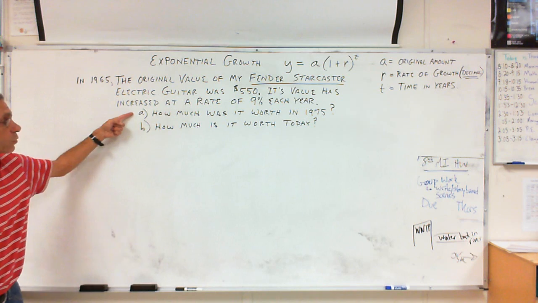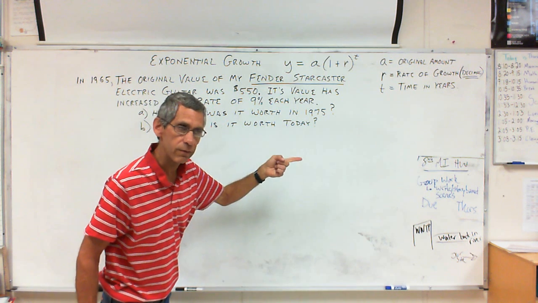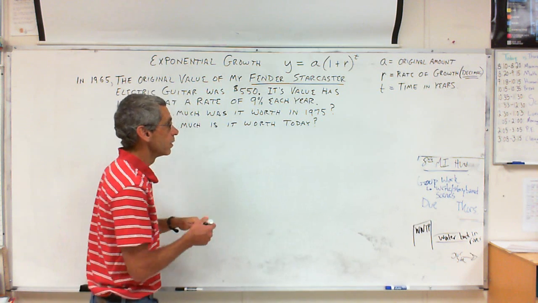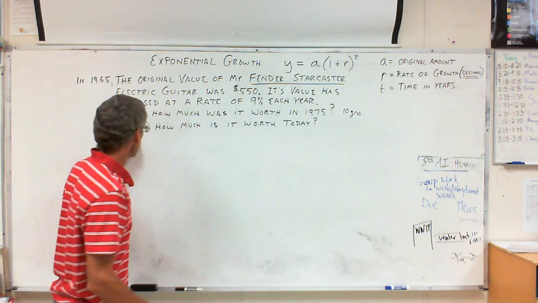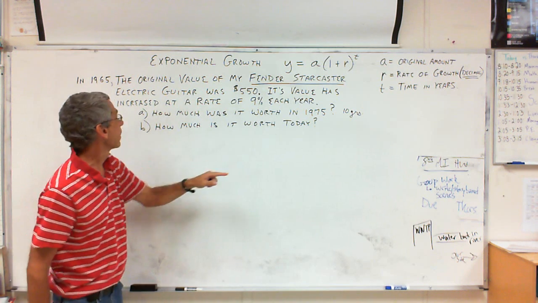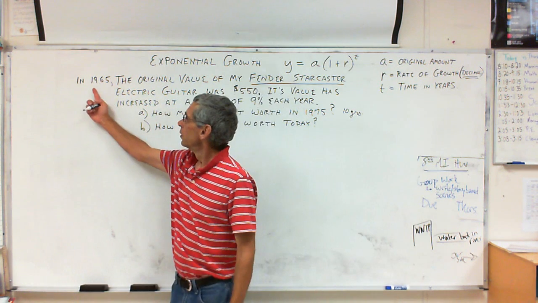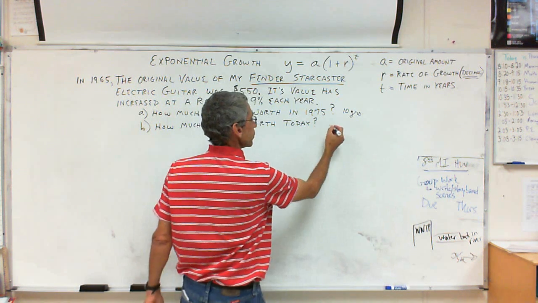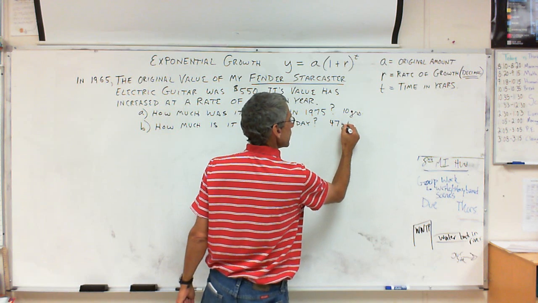So here are 2 questions. 1, how much was it worth in 1975? Started at 65, so that's 10 years later. And then how much is it worth today? So this is 2012 minus 1965. That is 47 years.